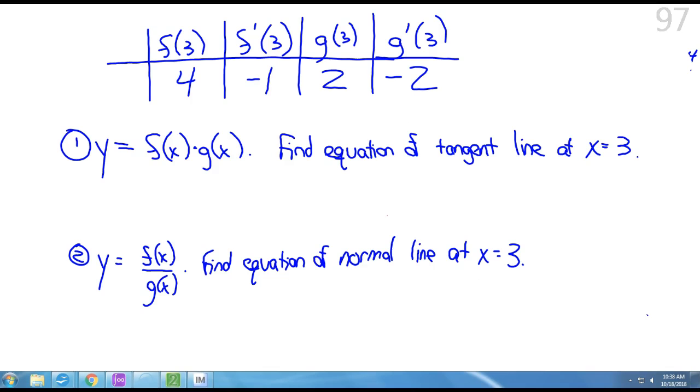Those two problems, please. And then I can answer any questions that you guys might have on the homework, and then we'll do chain rule.